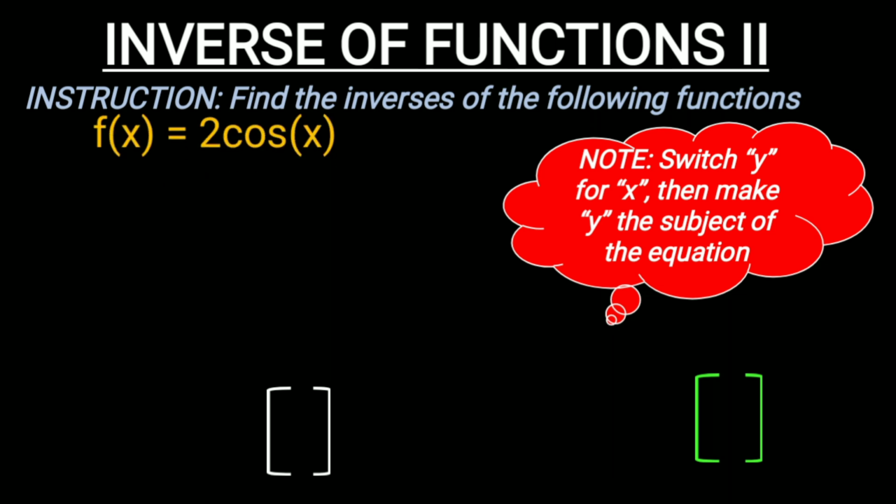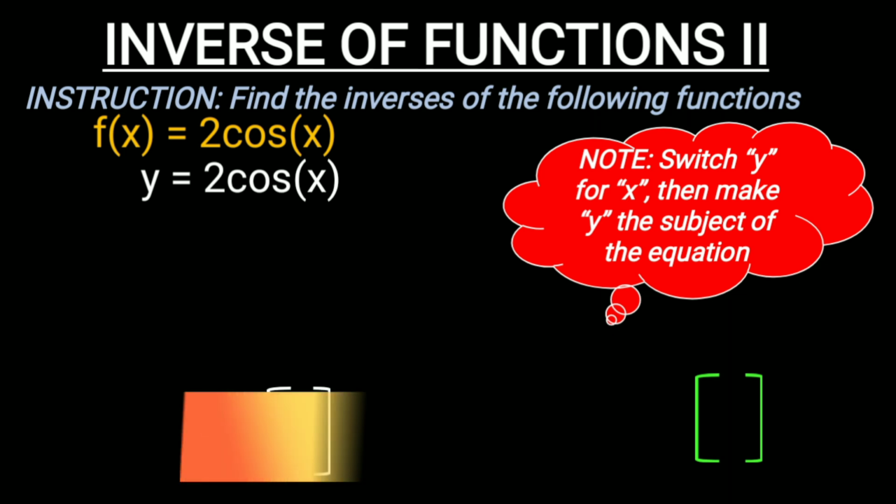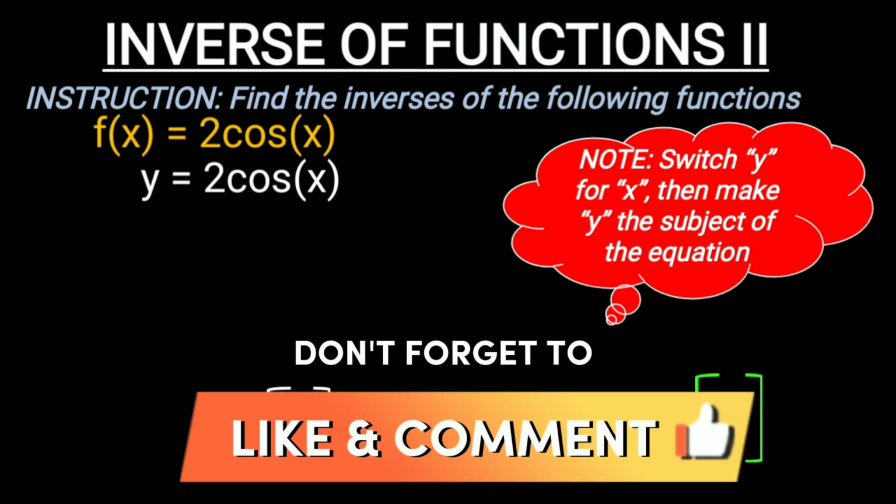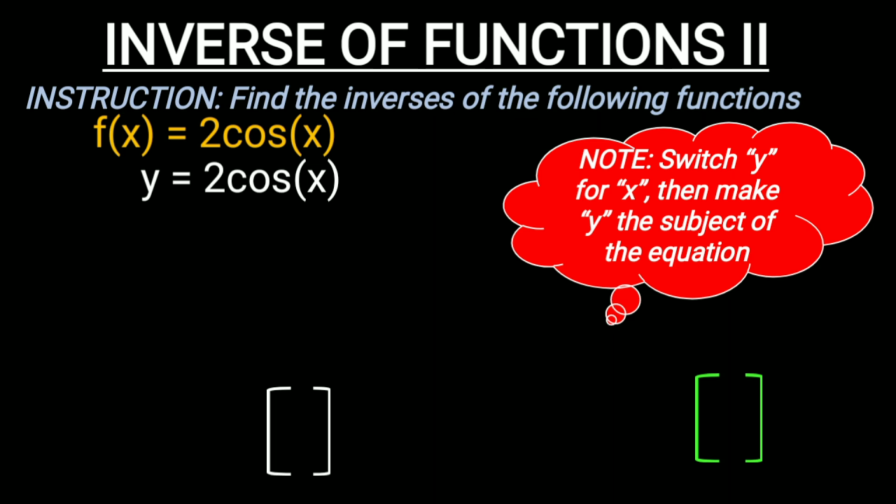The first question is: if f of x equals 2 cos x. f of x is y, so this equation can be written as y equals 2 cos x. And then we need to bring in the concept of finding the inverse of functions, and the concept is switch y for x and then make y the subject of the equation. So the next thing is switching y for x, and this becomes x equals 2 cos y.